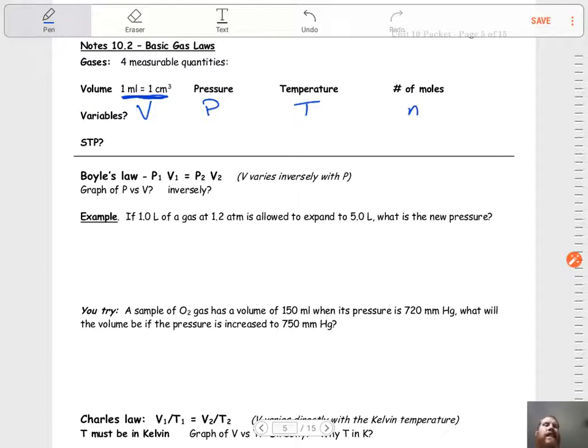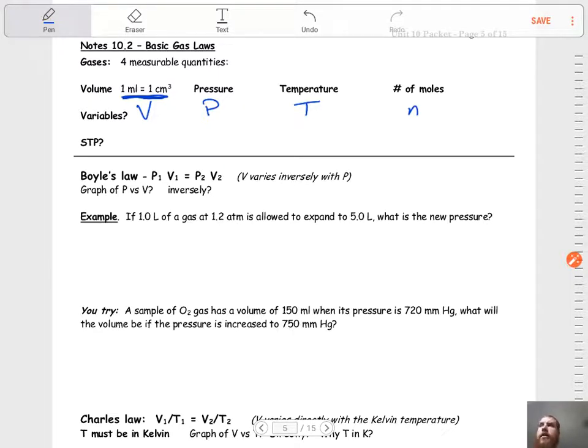Now, when it comes to STP, that you should be familiar with, that stands for standard temperature and pressure. So if we talk about standard pressure, those are the units that you should by now have written down in your reference table. That's 760 millimeters mercury or torr, the 101.3 kPa, and the 1 atm.